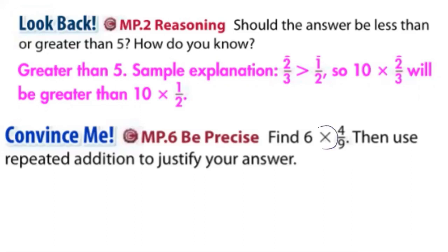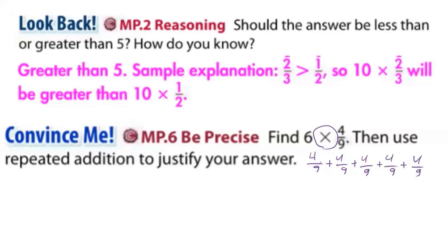First, multiplication is a repeated addition. So when we multiply 6 by 4 over 9, that means to repeat 4 over 9 plus 4 over 9 plus 4 over 9, 6 times, to get the total answer. Okay, 4 over 9. This is a repeated addition.